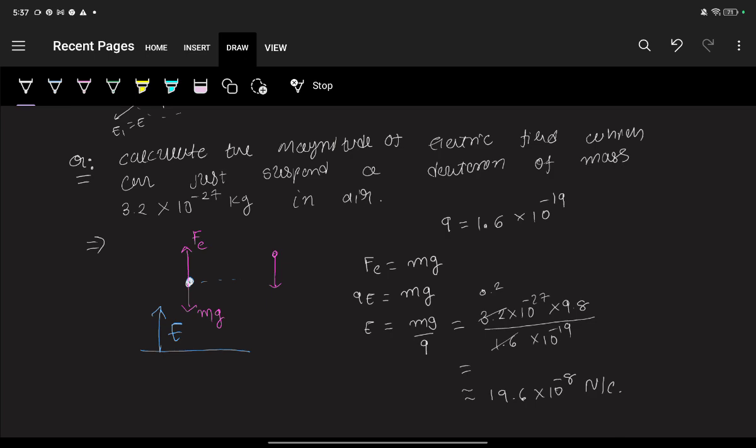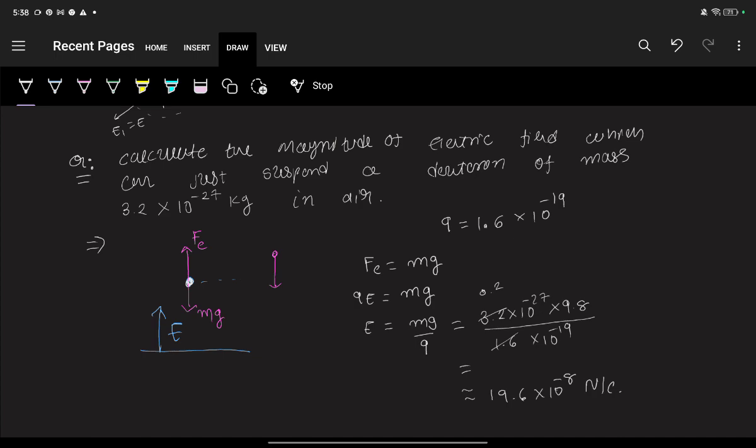So in the question, they won't give us the charge of the deuteron and all, right? Whenever they ask such a question, for the deuteron, always take the charge as 1.6 into 10 raised to minus 19.